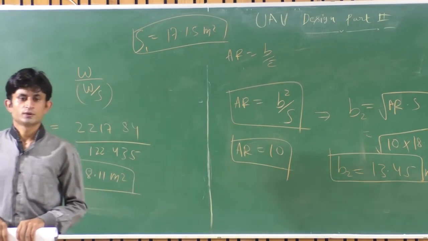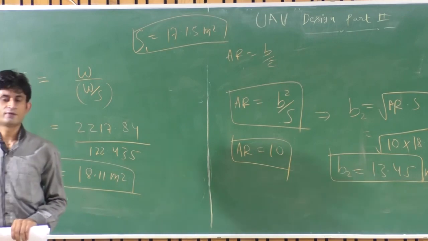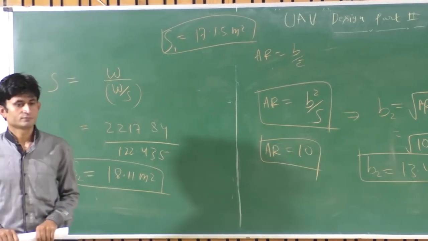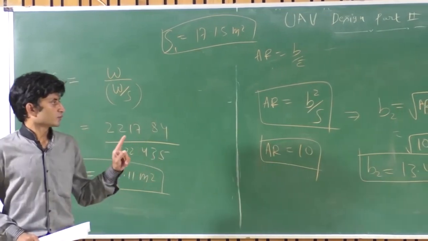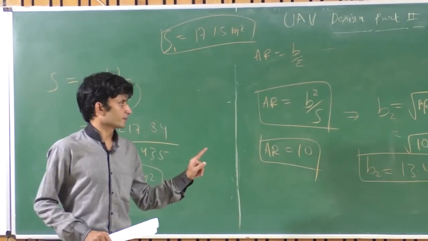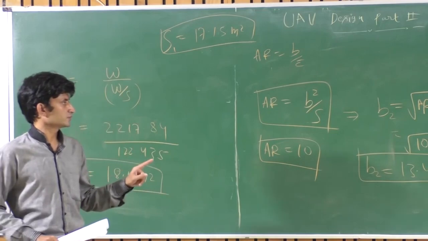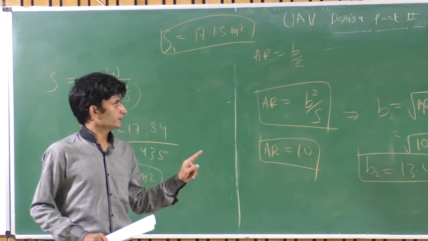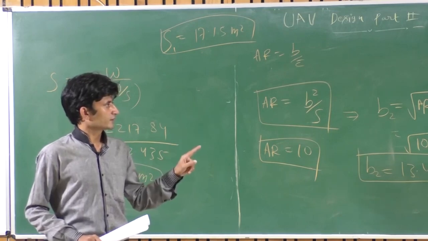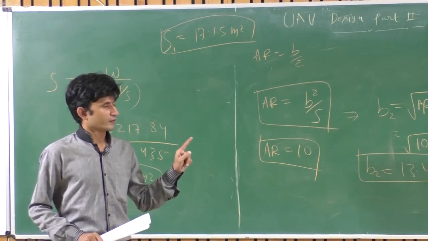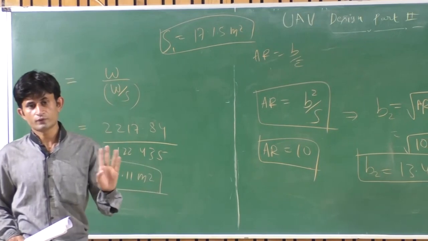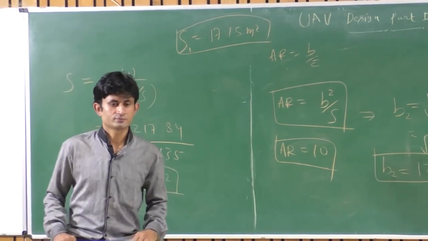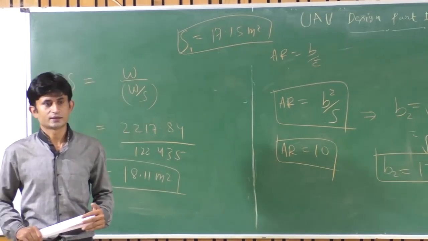So in the next class I will explain how to select the engine, to meet the specific requirement for taking off from 0 to 1, climbing from 1 to 2, cruising from 2 to 3, descending from 3 to 4, followed by landing from 4 to 5. So how will you select the engine? That I will discuss in the next class.